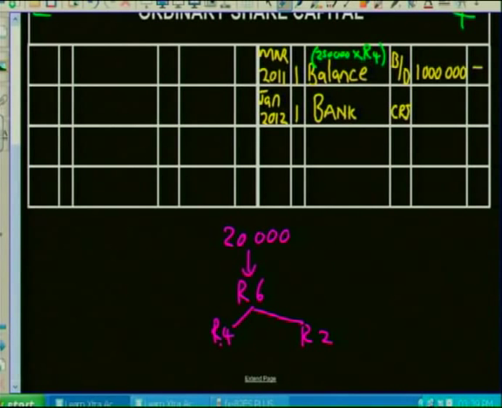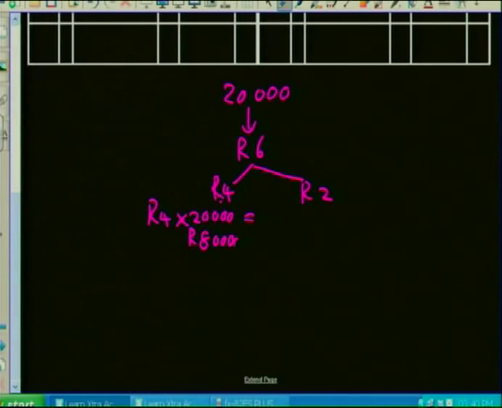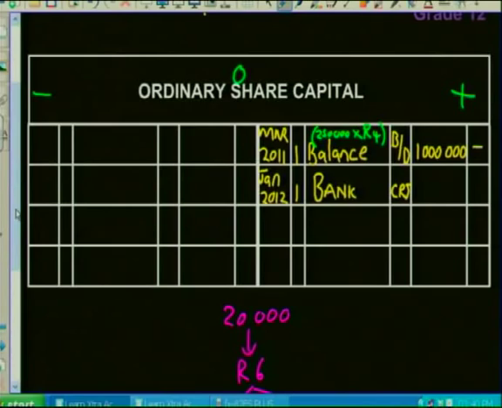4 Rand times your 20,000 shares gives us an amount of 80,000. That 80,000 is ordinary share capital, my capital is increasing. So on the credit side, we put 80,000. This would have been recorded in your CRJ, so that is your folio reference. The contra account for that 80,000 would be bank. Money goes into your bank account.